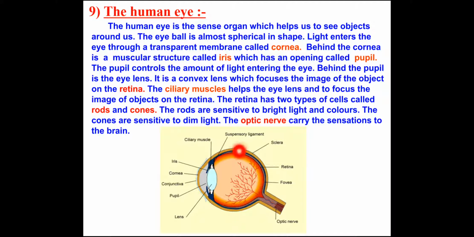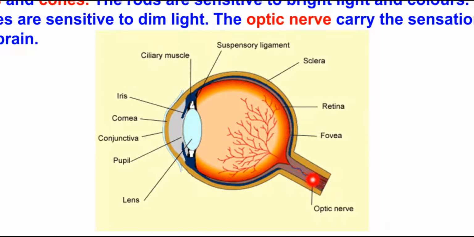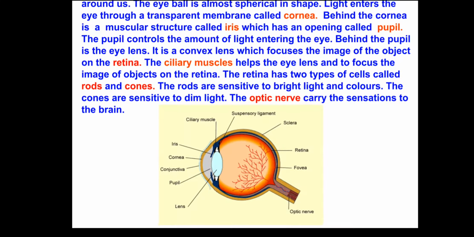When the image formation takes place on the retina, the optic nerve, shown here in the diagram, helps to carry that sensation to the brain, and then the brain comes to know what the object is and where it is. So this is the explanation about the human eye. The optic nerve carries the sensation to the brain.